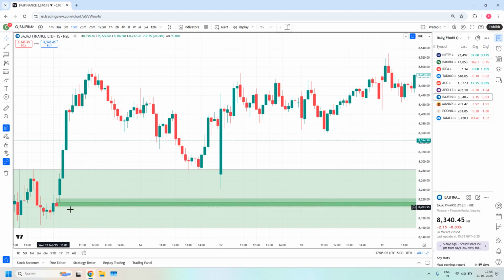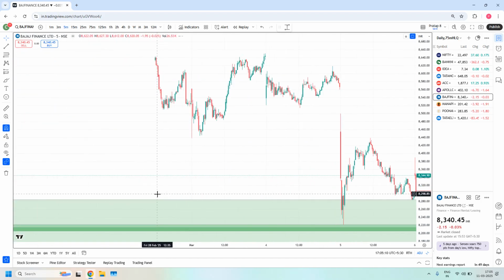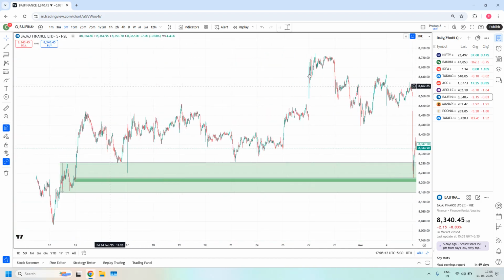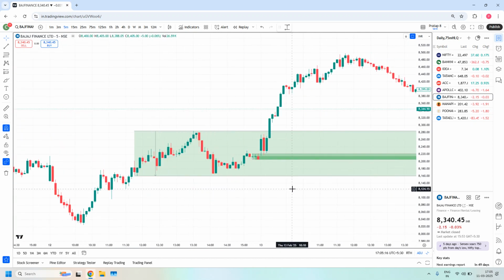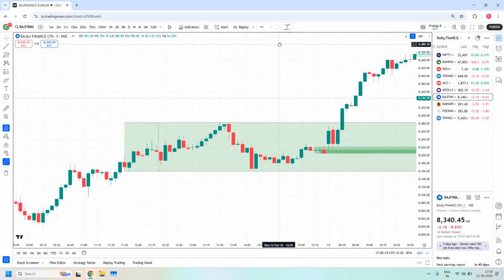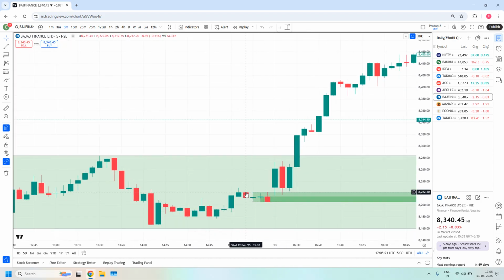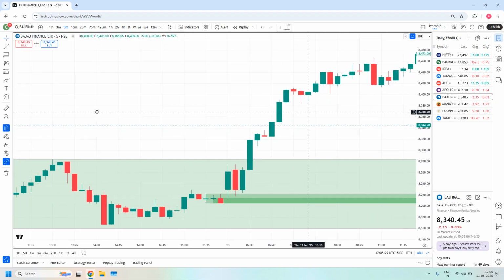So again, go to the 5 minutes time frame and fine tune the 15 minute zone with 5 minutes time frame. I'm changing the time frame to 5 minutes. Here in the 5 minutes time frame, you have a drop candle, 3 base candles and a rally candle. The type 2 we have fine tuned.